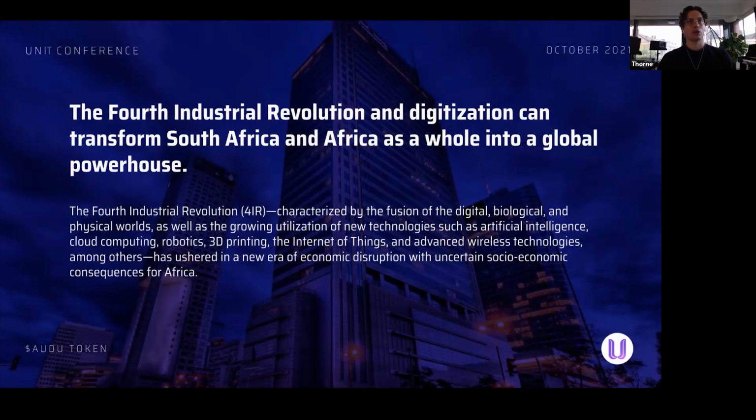So I think if we don't watch what's going on, it is possible to use all of this amazing technology that has been created, like blockchain, in the wrong way. You can have closed blockchains, you can have private blockchains, which are still very opaque, and ultimately defeat the purpose of what blockchain really offers. It doesn't capitalize on the full feature set. Similarly, the growing utilization of new technologies such as artificial intelligence, cloud computing, robotics, 3D printing, the Internet of Things, and advanced wireless technologies, among others, has ushered in a new era of economic disruption with uncertain socioeconomic consequences for Africa.